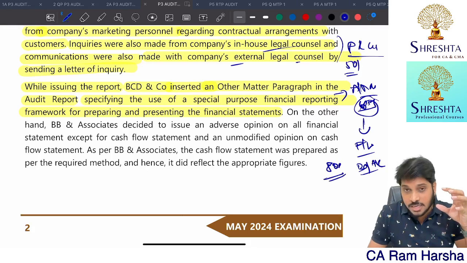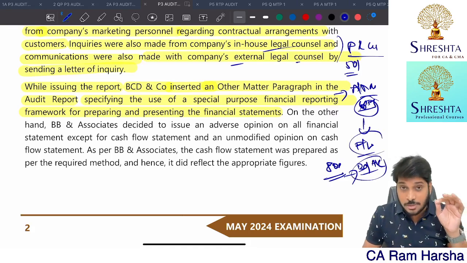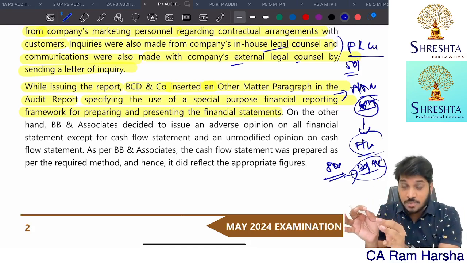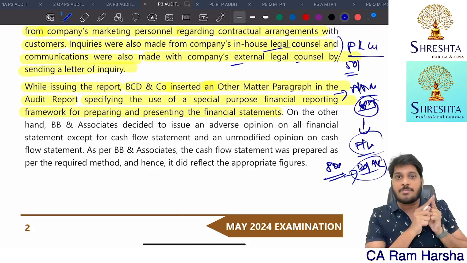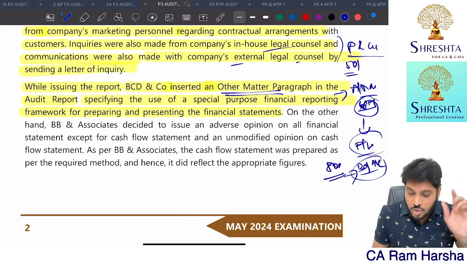When I was explaining SA 800 in the revision marathon or even in the regular class, I clearly told you the basis of accounting must be described in the special purpose financial statements. That basis of accounting must be highlighted by the auditor in the emphasis of matter paragraph. Here they have highlighted it in another matter paragraph, which is not correct.